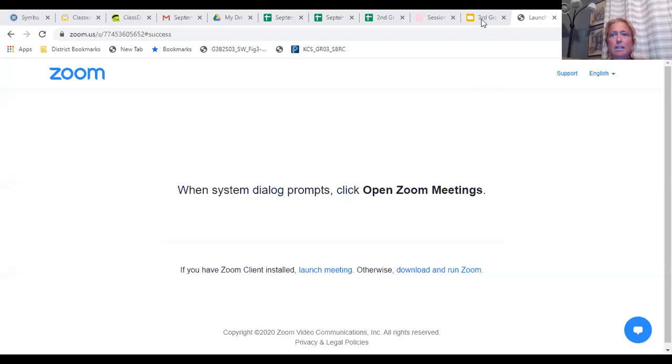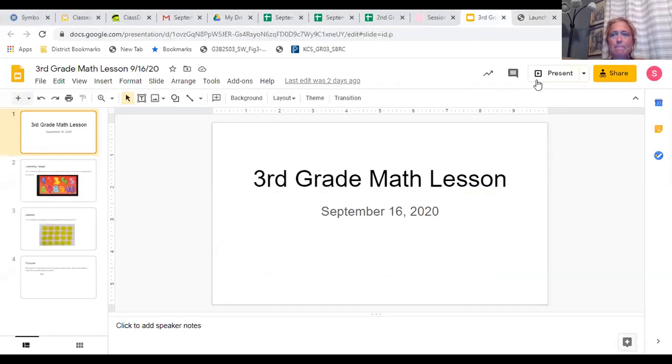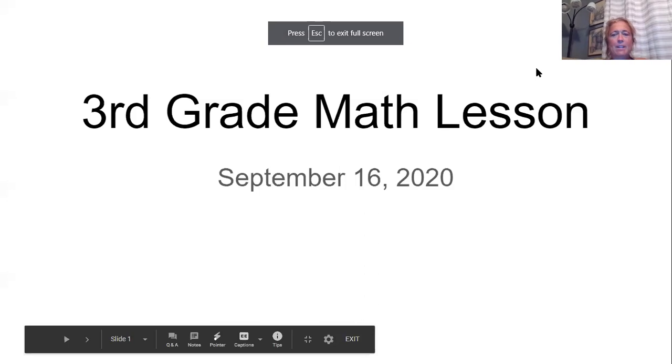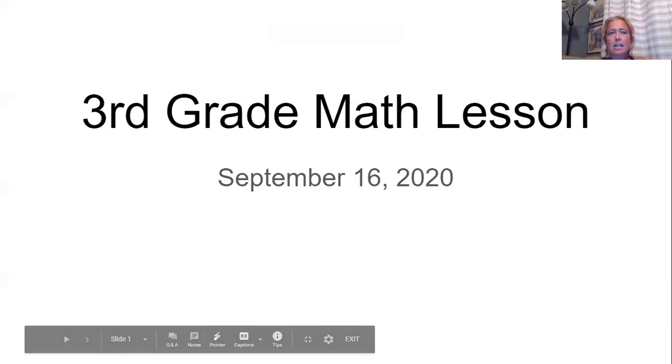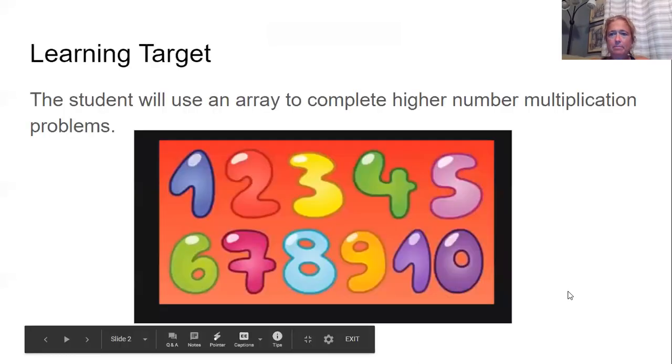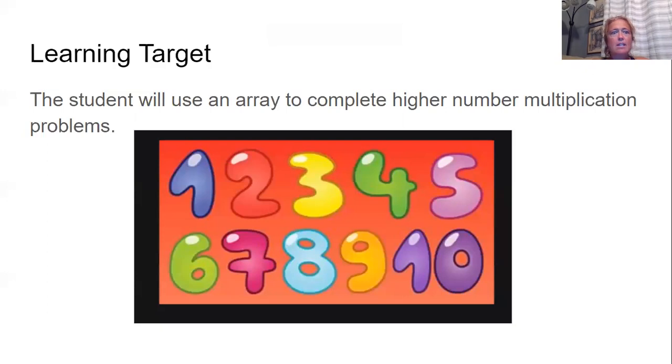And I'll pull up my slideshow. All right, so today is September 16th, and this is our math lesson. Today's learning target is the student will use an array to complete higher number multiplication problems.